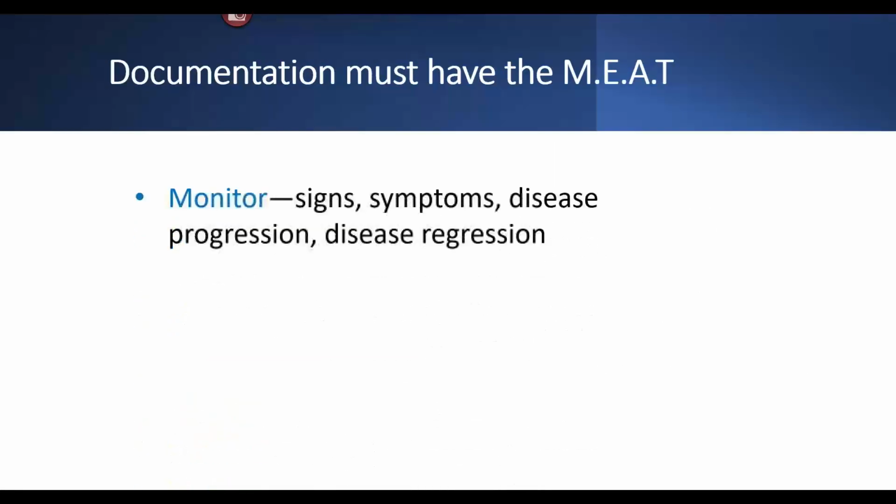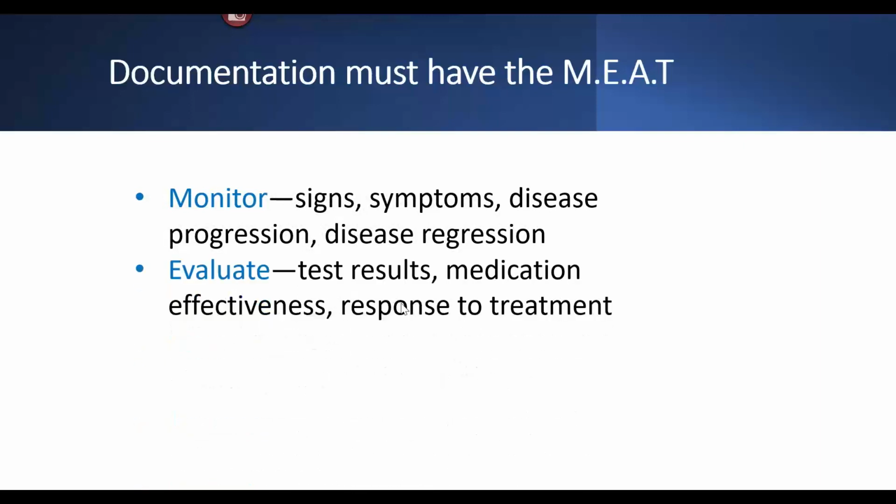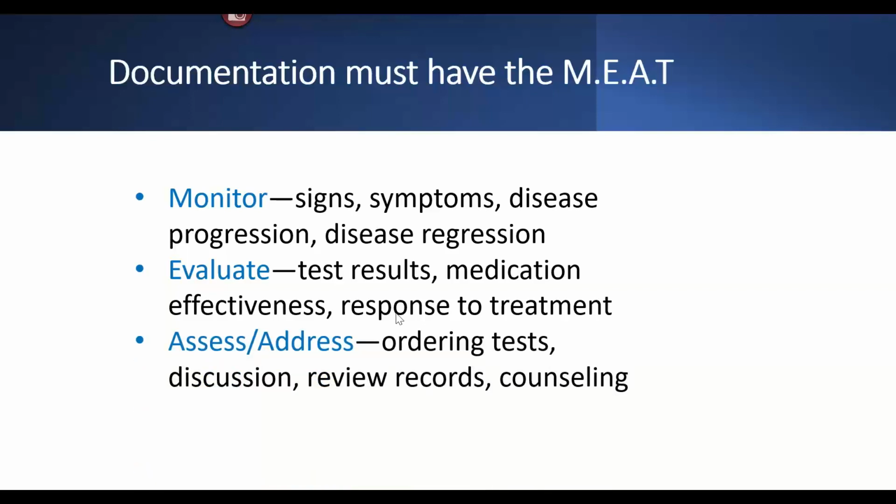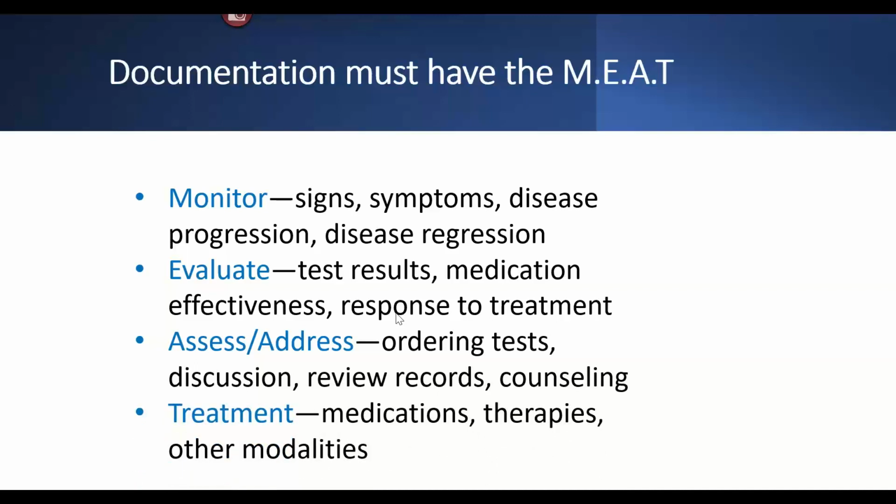But the critical thing you have to have is what they call the meat. You have to document that you've monitored the signs, symptoms of disease progression, disease regression. You've got to evaluate it, test results, medication effectiveness, response to treatment, assess and address ordering tests, discuss, review records, counseling, treatment, medications, therapies, other modalities. So you have to satisfy all 4 of these points.